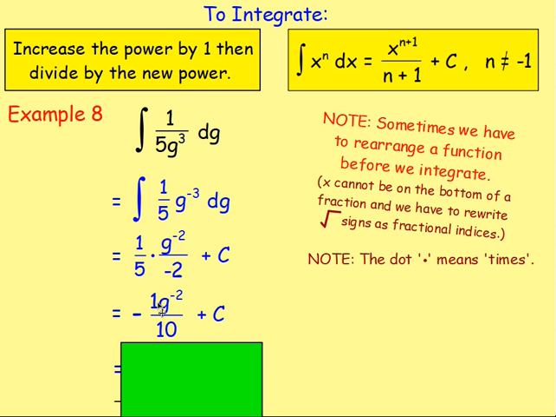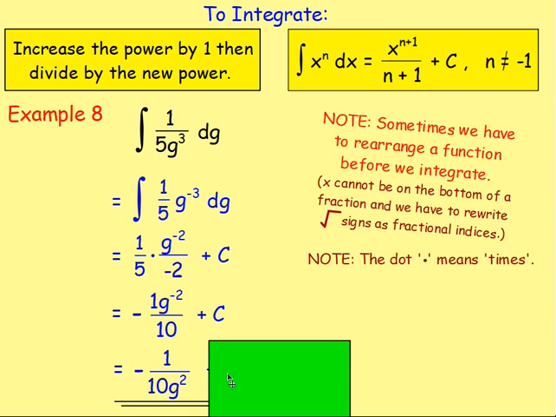1 times g to the power of negative 2, it's just 1g to the negative 2, and 5 times 2 is obviously 10. Again, you could write that with a positive index, just move the g to the negative 2 to the bottom of your fraction, and it becomes g squared. So you end up with negative 1 over 10g squared. And again, you need plus c.